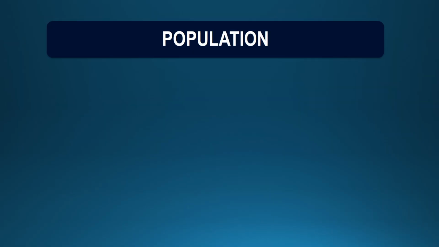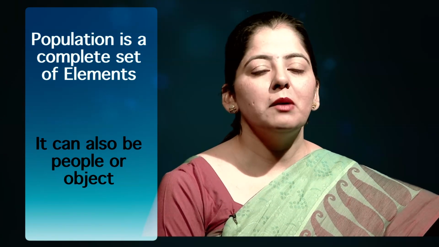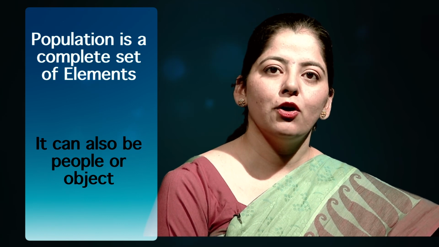The first one is population. Population is defined as the aggregate of all observations of interest to the researcher. The population is a complete set of elements. It can be people or objects. For example, CEOs of different Fortune 500 companies, recruitment agencies, or Tesco data, for example, from 1st April 2018 to 30th October 2018, also considered as a population.